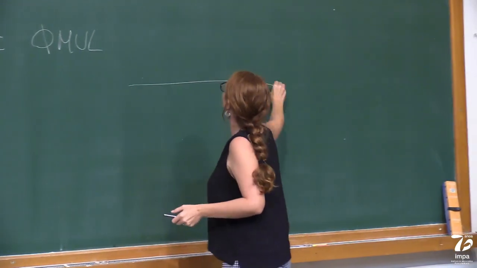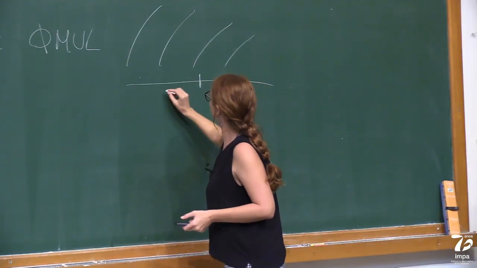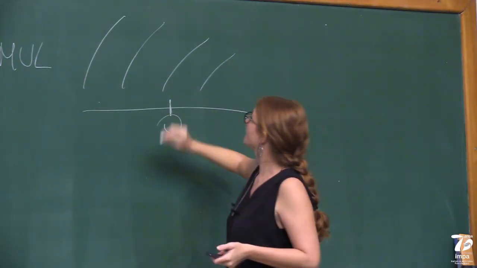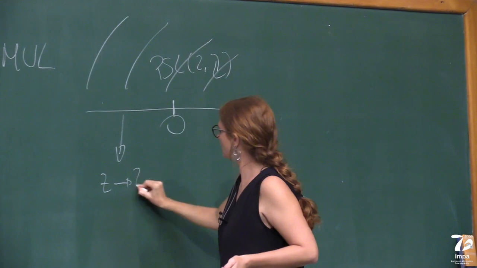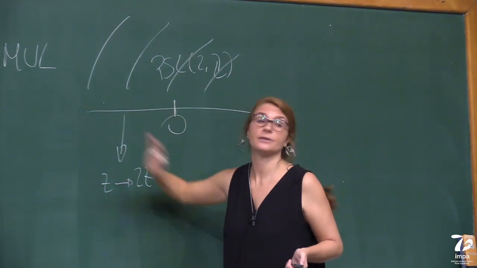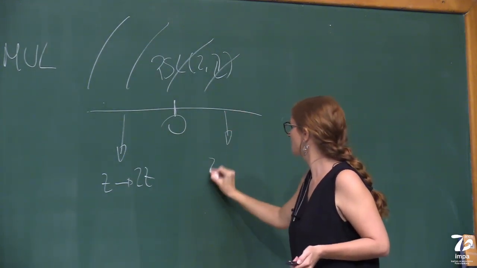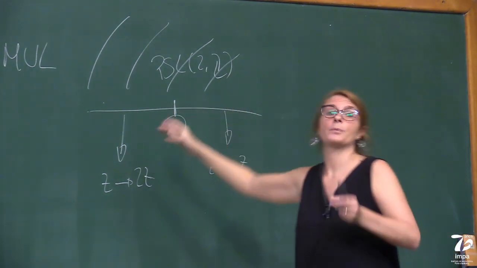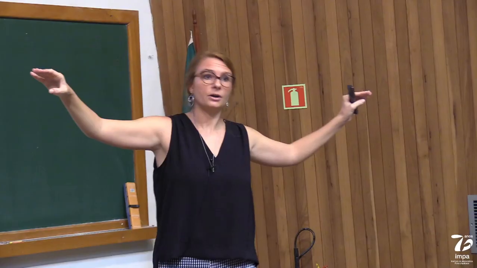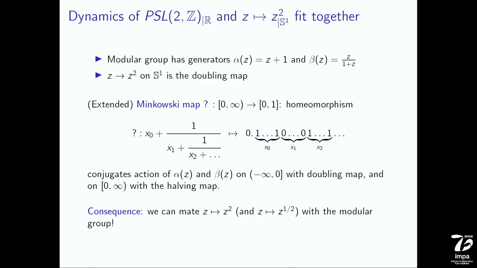So there is a map that conjugates the modular group with zeta goes to 2 zeta on the negative real axis, and with its inverse, zeta goes to zeta over 2, on the positive real axis. This means that the modular group on its real line, on its limit set, fits with zeta square and its inverse. So actually, the dynamics fit, and a mating is possible. And this was actually realized by Shaun Bullett and Chris Penrose in the early 90s.